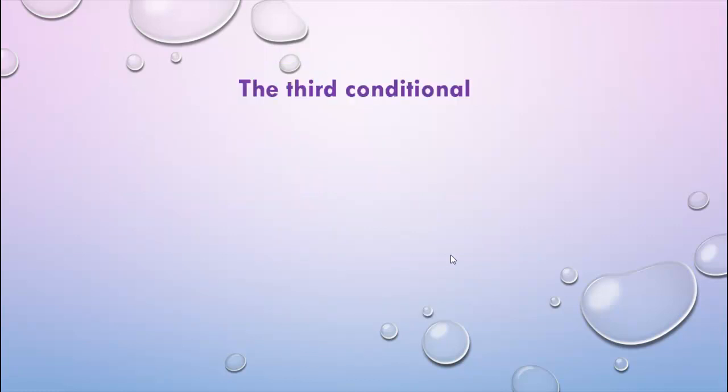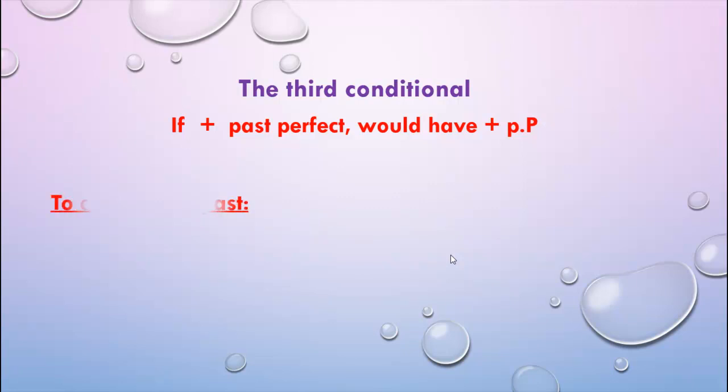Now let's move to the third conditional. What about the form? If plus past perfect. The other clause will be would have plus past participle. Once more, if plus past perfect, would have plus past participle. Of course, we use it to speak about the past. We use the third conditional to speak about the past.